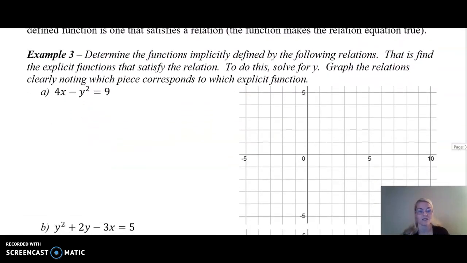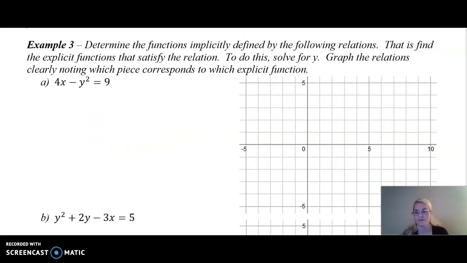All right, so try on your own right now. Pause this video and please determine the functions implicitly defined by the following relations. What I mean by that is, again, find the explicit functions, solve for y, right? And then graph the relations, clearly noting which piece corresponds to which explicit function. So go ahead and pause the video and try this on your own right now.